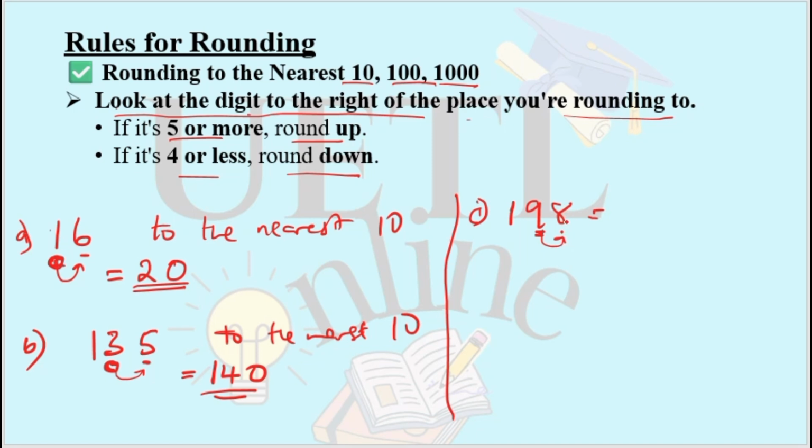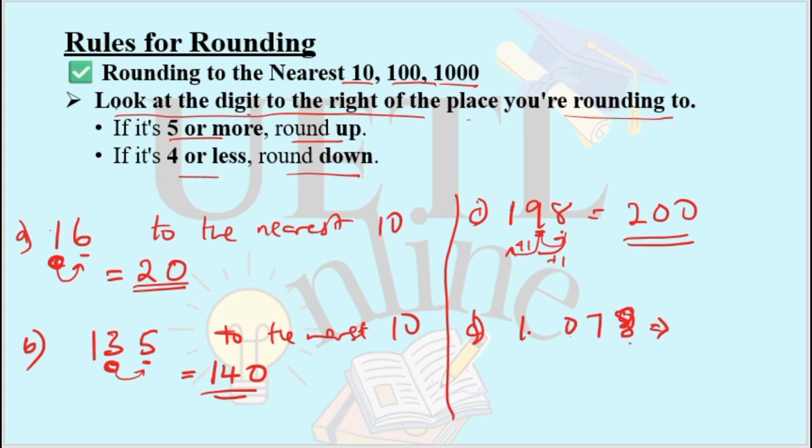But here we have 9. This means that if we add 1 to 9, it's going to become 10. So you just have to add another 1 here, then it becomes 2. You're adding 1 here, it becomes 10. Then when it becomes 10, you add another 1 here, and this becomes 2. So the answer becomes 200. This is how we are rounding.